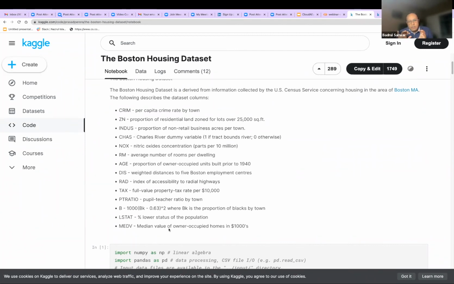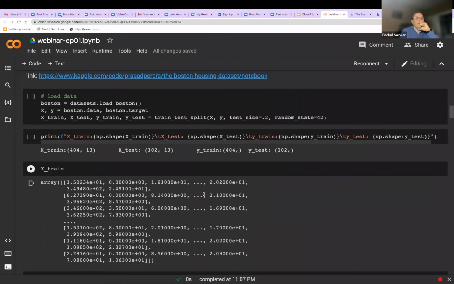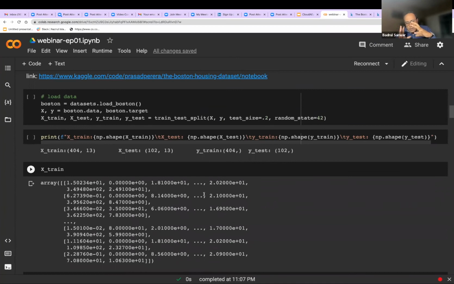It's a regression problem. Think of this again as supervised learning. It has some features, and the y variable is the median value of the house. The task here is to predict, given this data set with 13 features, the home price.